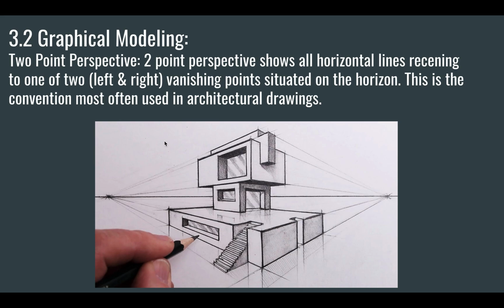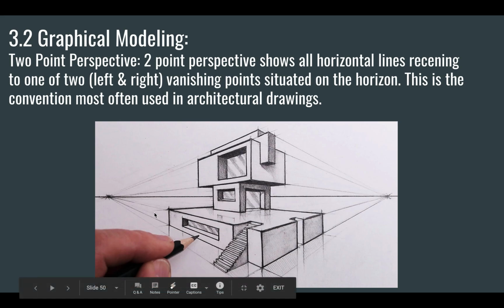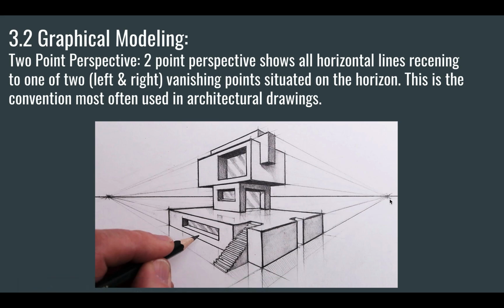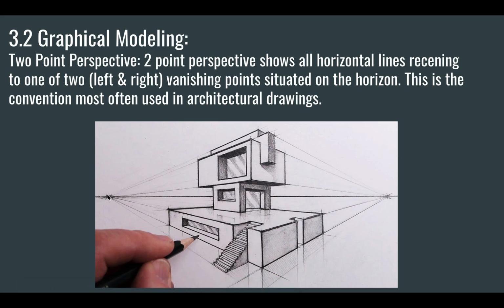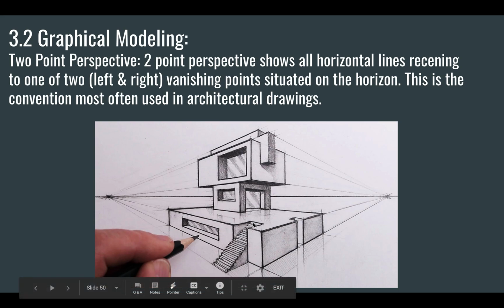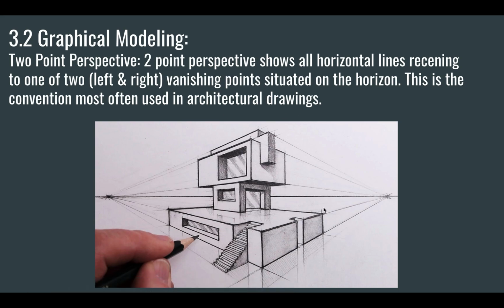Okay, 2-point. Basically, you have 2 vanishing points. So you have a vanishing point here, and you have a vanishing point here. Now notice that the vertical lines are parallel, but the horizontal lines that are going this way and this way are not parallel. Okay, right? They meet down here, so they're not parallel within this plane. And so this is a 2-point perspective, and that's how you can tell a 2-point perspective, is that you only have vertical lines that are parallel.